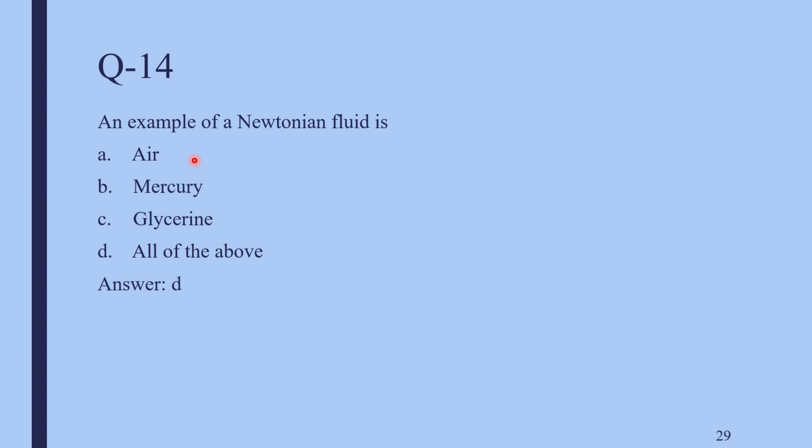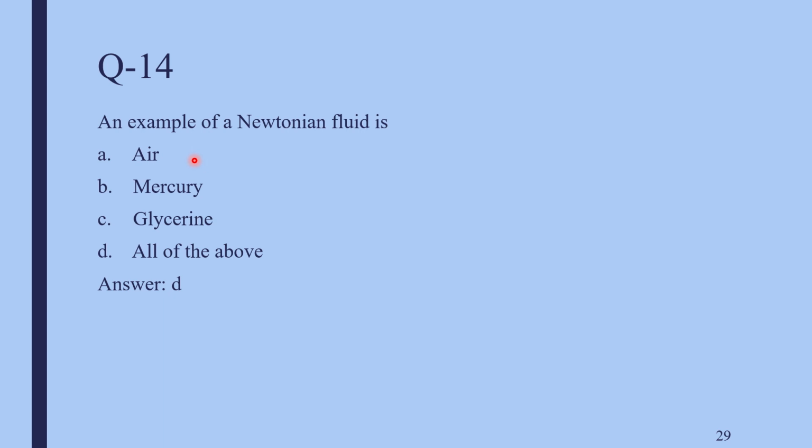A Newtonian fluid is nothing but those fluids which obey Newton's law of viscosity. Newton's law of viscosity is tau equal to mu du by dy or something like that. So the shear stress is directly proportional to the velocity gradient. If we take the options given, air is a Newtonian fluid, mercury is a Newtonian fluid, glycerin is also a Newtonian fluid.